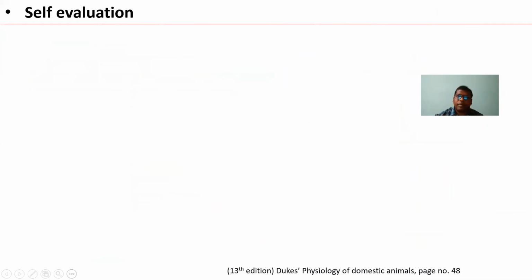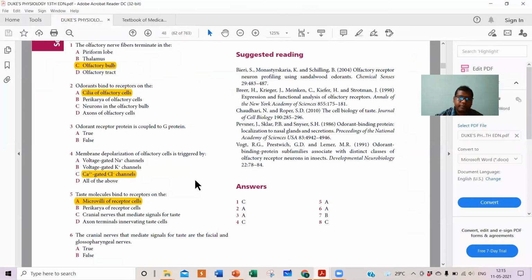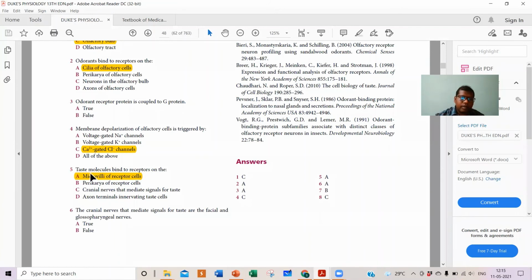So let us self-evaluate whatever we have learned just now. Okay, taste molecules bind to receptors on the microvilli of the receptor cell. Because the microvilli of the receptor cells bind with the G protein coupled receptor or the amiloride sensitive sodium channel opening for sodium entry. The cranial nerves that mediate the signal for taste are the facial and glossopharyngeal nerves. It is true.